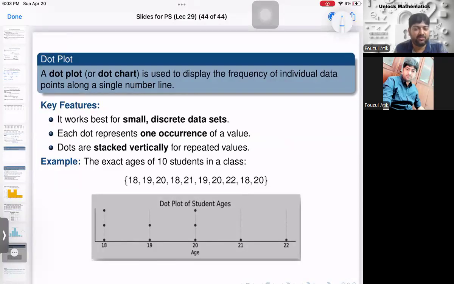So if a value occurs two times, you'll have two dots. Like that it is made. And dots are stacked vertically for repeated values. If we take the same example, the dot plot is like this: 18 appears three times, so we'll have three dots here. 19 appears two times, so there will be two dots, given vertically. Similarly, 20 appears three times, so there are three dots stacked vertically. 21 appears once, 22 appears twice. In this way, you can also represent this data using dot plots.